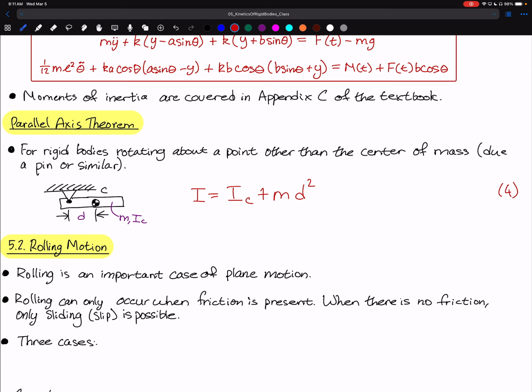And so this will pop up in homework. It's going to pop up in the worksheet today, and it may pop up in exams as well. It's a very simple formula, which also means that it's very easy to forget. So make sure you note it.